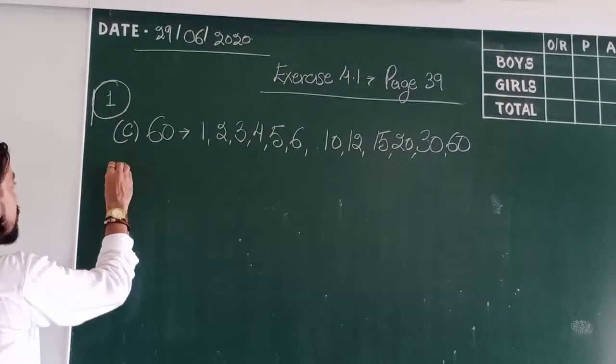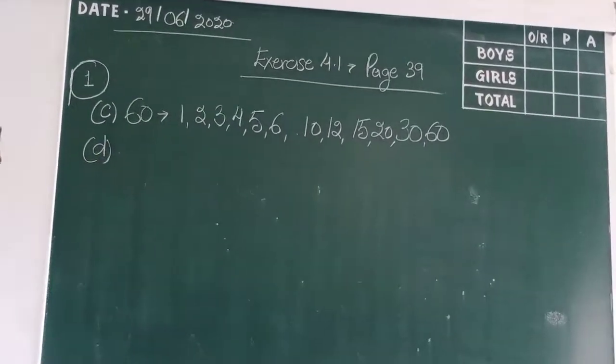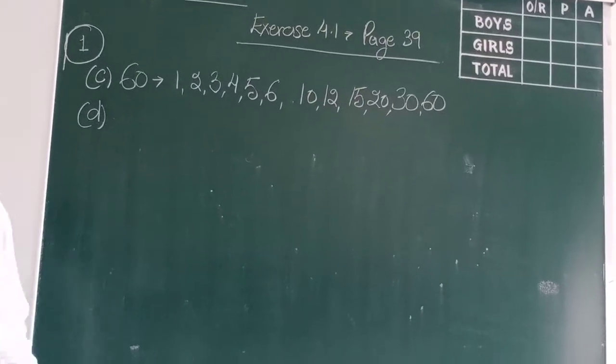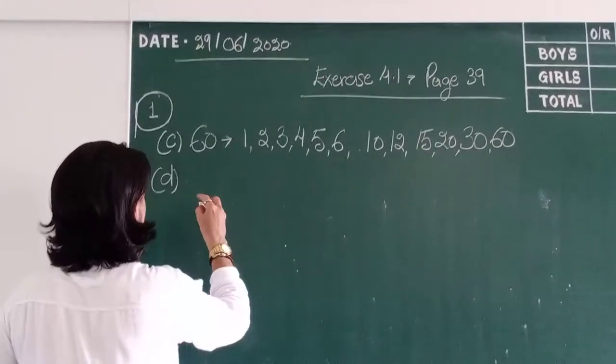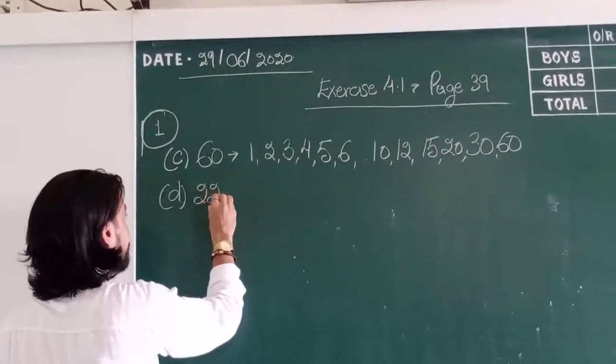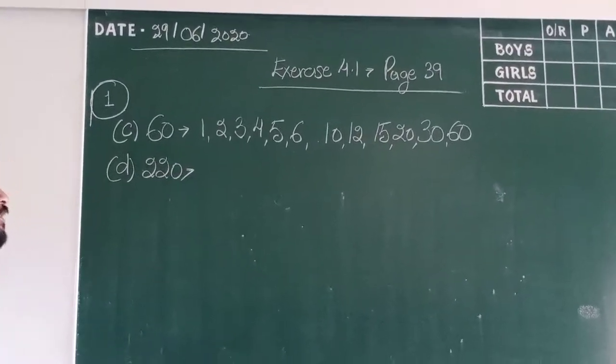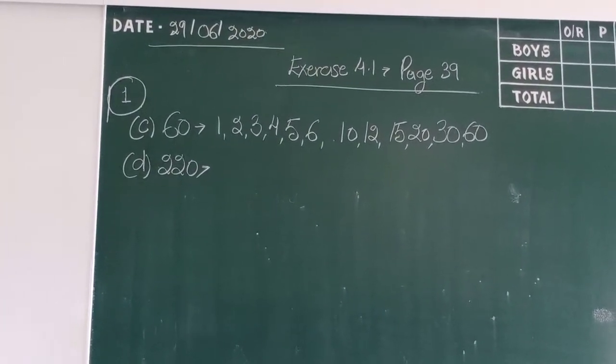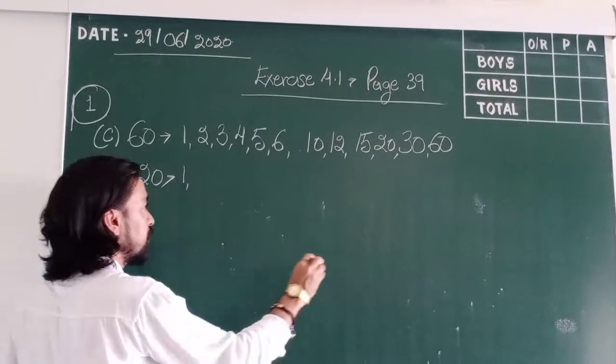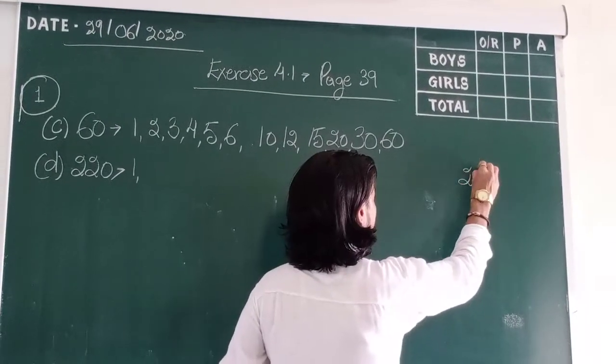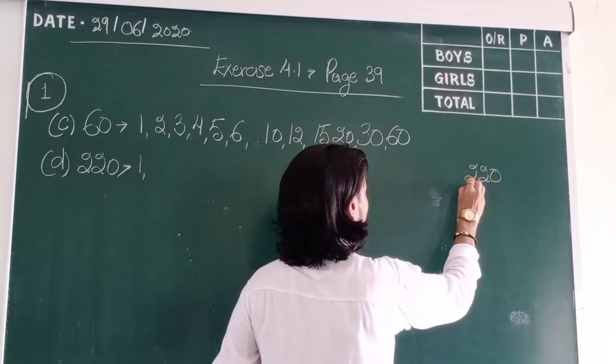Let's go to part D. Part D, we have 220. And we are again going to find all the factors of 220, starting with 1. 1 times 220 is 220.